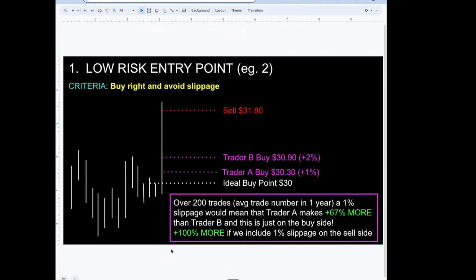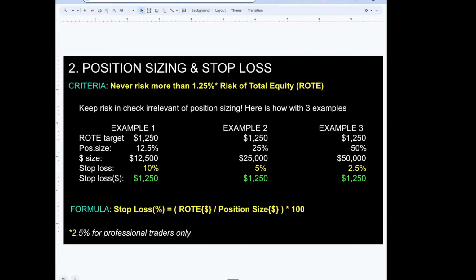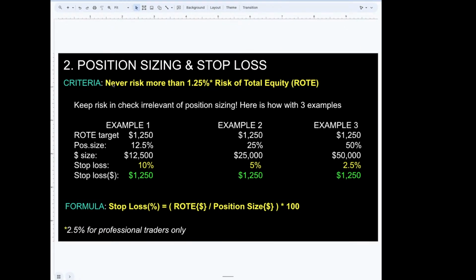Position sizing and stop loss are crucially interconnected in managing risk effectively. They work together in a way where you tailor your risk based on a percentage of your total equity, which ideally should be around 1.25%. However, for those more experienced and in favorable market conditions, this risk can be cautiously increased up to 2.5% of total equity.